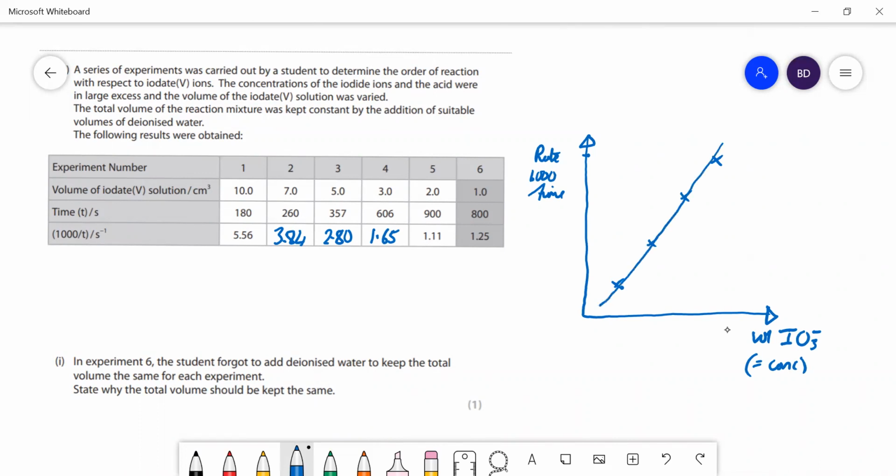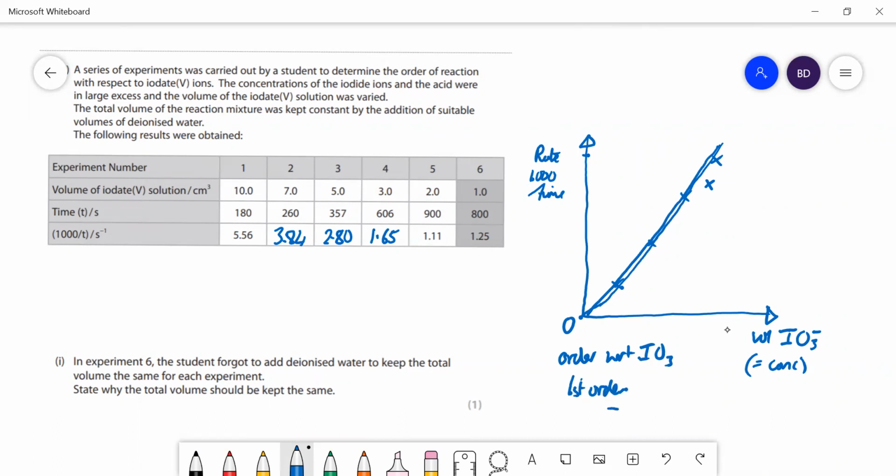I think one of them actually goes right through the origin. That's the origin, 0. It's a straight line. One of them is a little bit out, so you should just not draw a straight line through that. You get a mark for that. And then it says, what is the order with respect to iodate ions? Well, from this graph, this should be a straight line. It's first order. And they ask why.